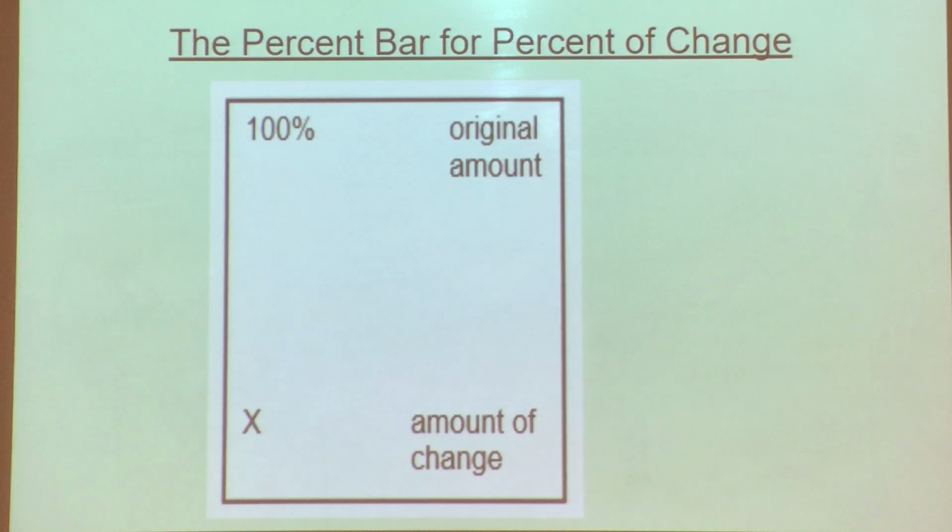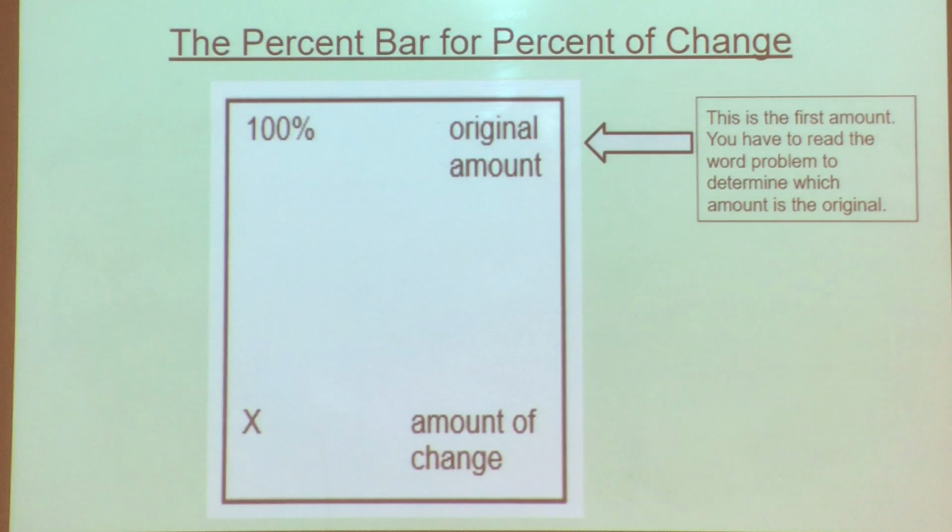This is the basic format for the percent of change. So this is what your proportion will look like. 100% is always going to be there, as it was with the standard percent bar, but here you're dealing with a percent of change, and it's an amount that we don't know that we need to figure out. However, in the problem, they do give you information to figure out the original amount.